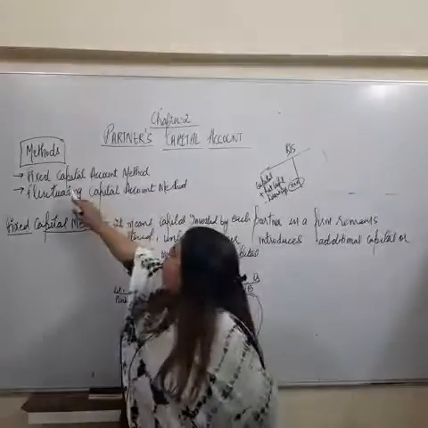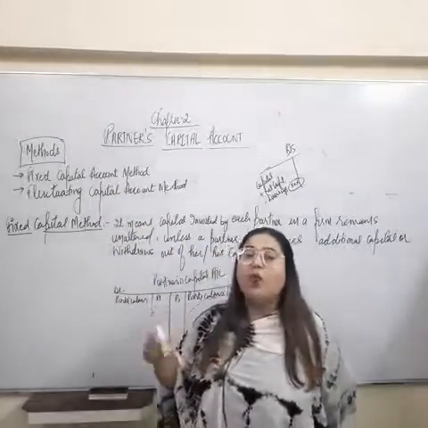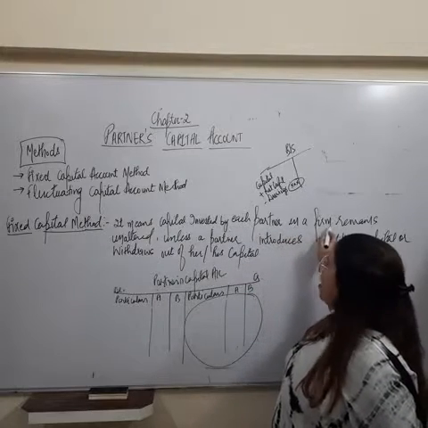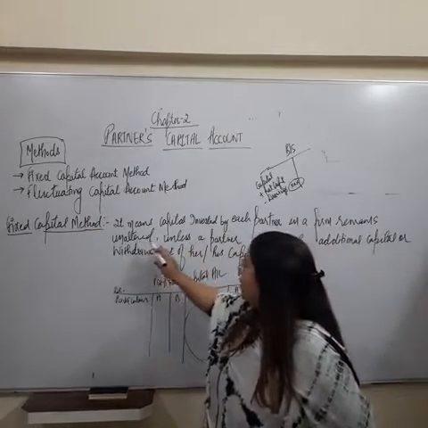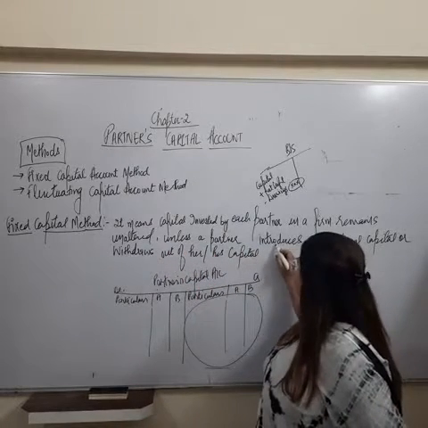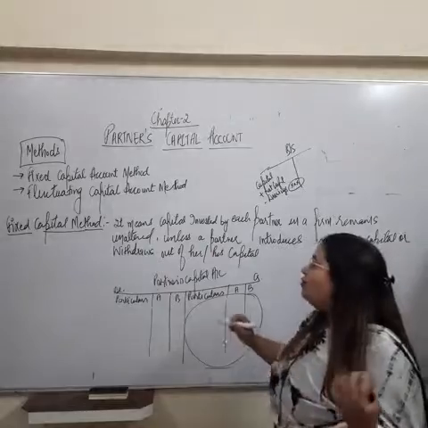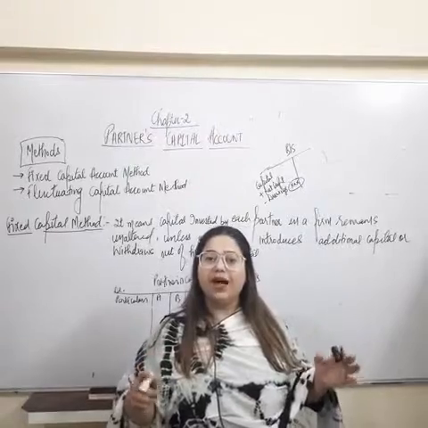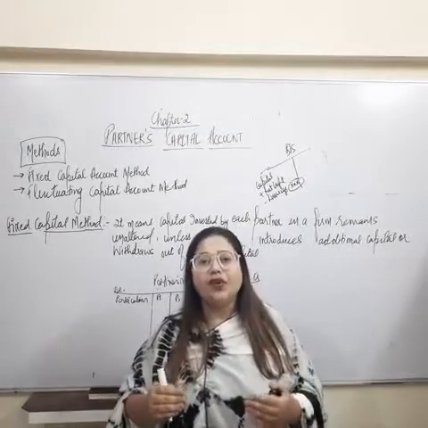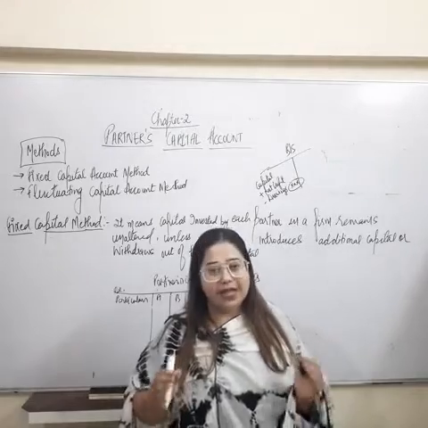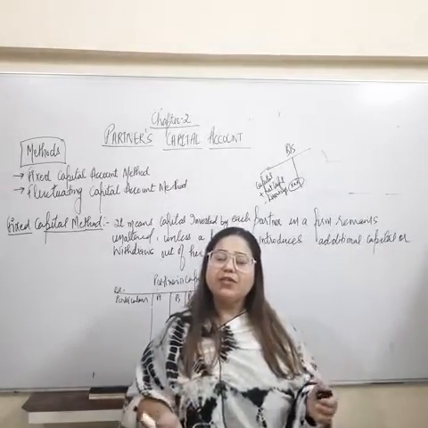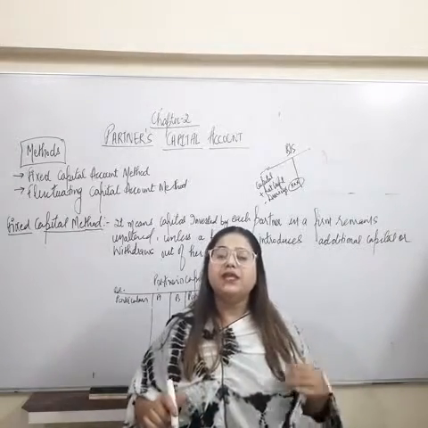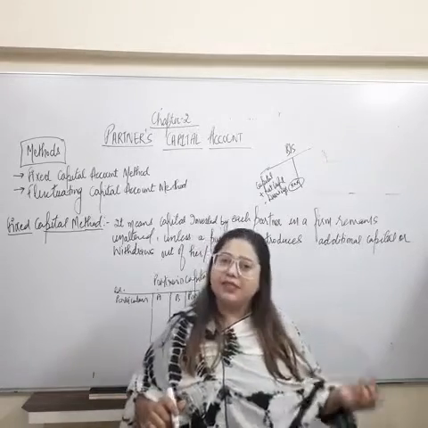So the first method is fixed capital account method. Now what is that case? It means capital invested by each partner in a firm remains unaltered unless a particular partner introduces additional capital or withdraws out of his or her capital. It means until any partner introduces further additional capital or withdraws something from his capital, till then his or her capital will not be altered, meaning their capital account will remain the same, right?